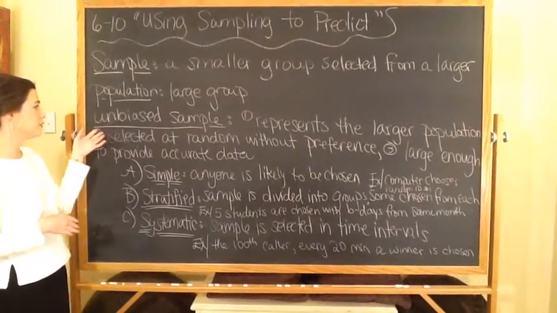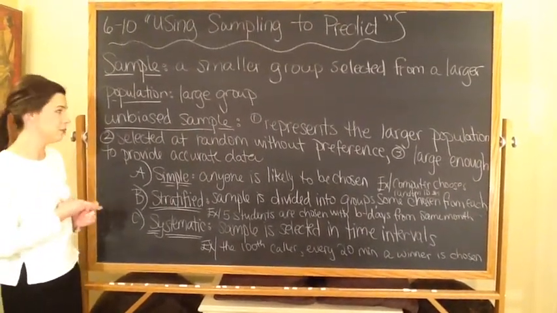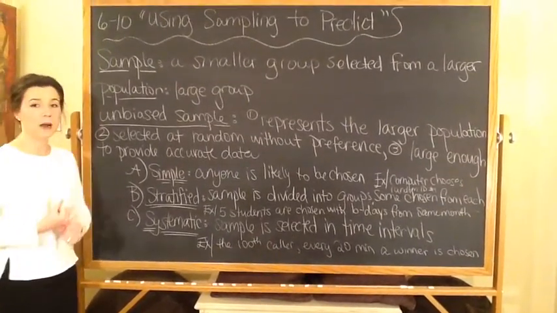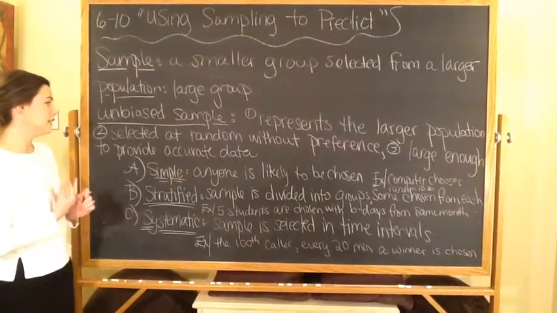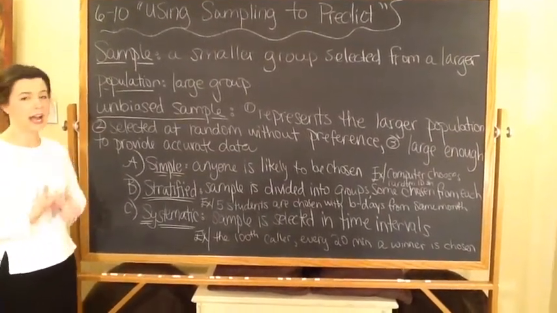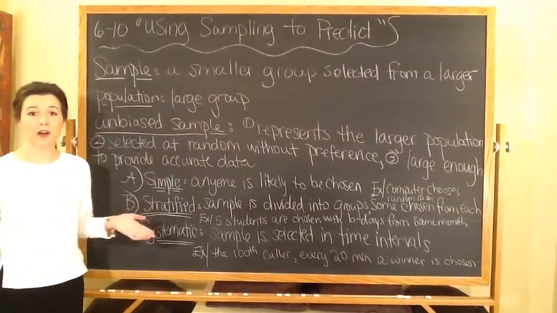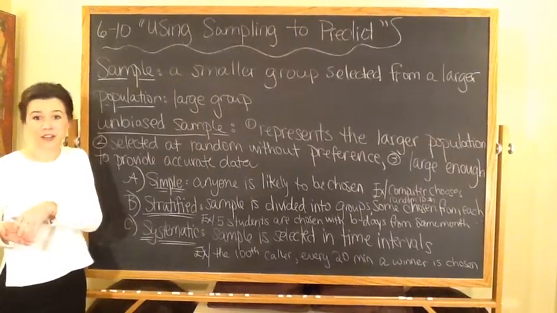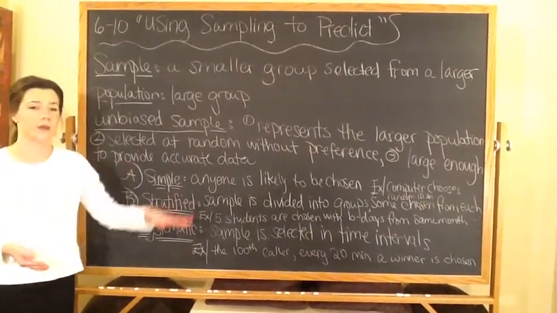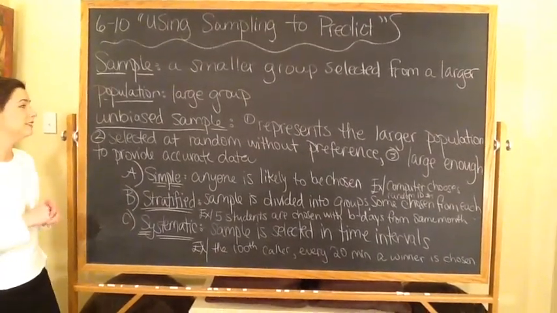The first way is, we have three different ways of unbiased samples. An unbiased sample represents a larger population, it's selected at random without preference, and it is large enough to provide accurate data. So you can't only choose like 5 people, because that won't tell you how everyone felt. Those 5 people might happen to be friends and they all have the same opinion, and so you won't have a good view of what everybody thought. So there are 3 different types of unbiased samples.